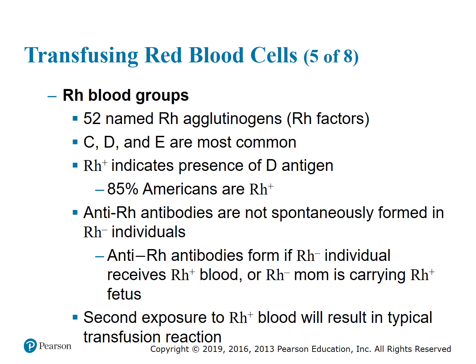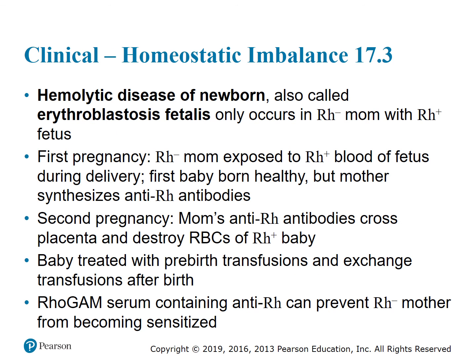Homeostatic imbalance 17.3, hemolytic disease of the newborn, also called erythroblastosis fetalis, only occurs if we have an Rh negative mom that is carrying an Rh positive fetus. So in the first pregnancy, the Rh negative mom is exposed to the Rh positive blood of the fetus during delivery, but the first baby is born healthy. But the mother now, upon exposure, will synthesize the anti-Rh antibodies.